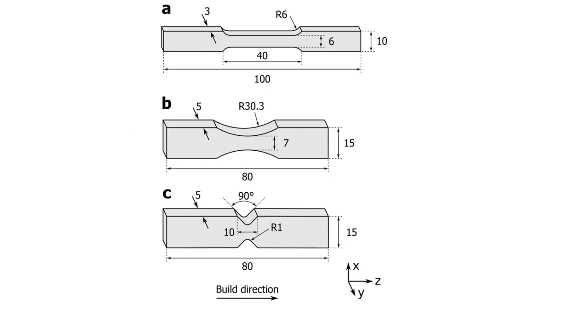These are the standard specimens. The first one has width 10 mm and thickness 3 mm. The second has width 50 mm, thickness 5 mm. The third one has width 15 mm and thickness 5 mm, and a V notch is provided. This is as per ASTM standard. The various specimens are prepared.